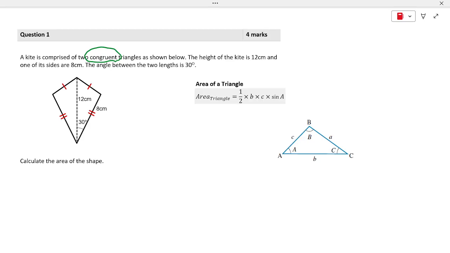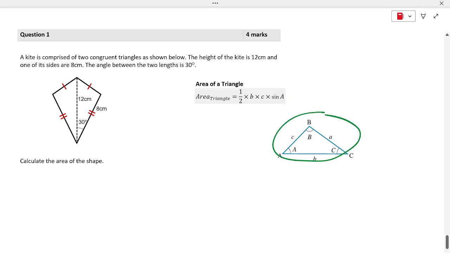And the kite is 12 centimeters high, and one of its sides is 8 centimeters. And then the angle is 30 degrees. And we're asked to find the area of the shape. Now I've copied in the formula for the area of a triangle, and we just need to determine which variables we are given and what we're going to substitute in for B, C, and capital A.